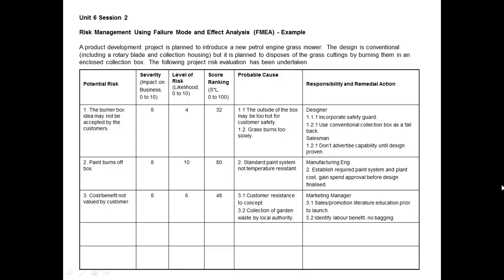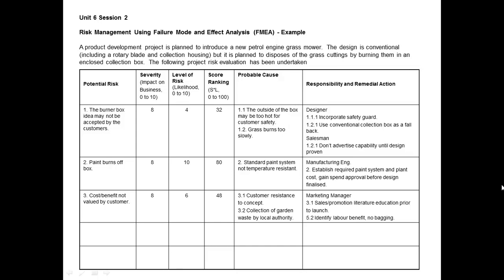What I would then do is say, okay, how are we going to do something about these risks? What steps should we take? We might say, well, the designer has an input, and there might be a couple of things that he could do to resolve 1.1, and one of those, 1.1.1, incorporate a safety guard. It's fairly obvious. So we could accept that the box is going to be hot. That seems very likely. But if we guard it effectively, then we may well take away the potential harm that could occur to the user.